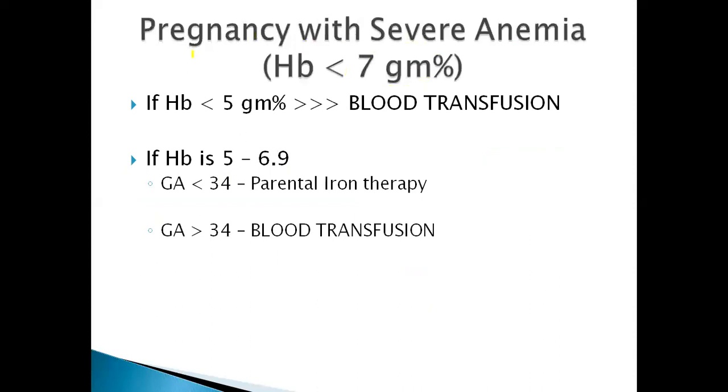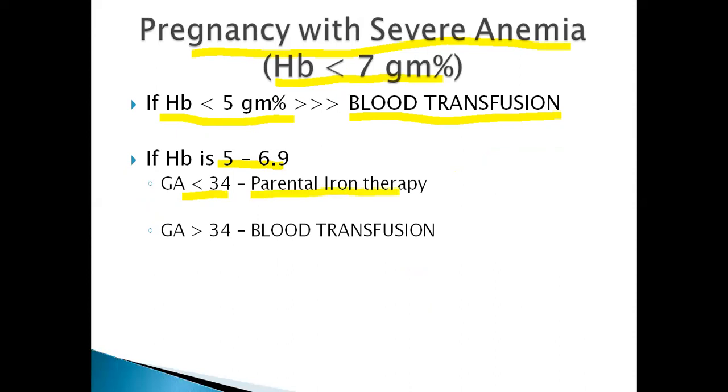The third category is pregnancy with severe anemia. That is, the original recorded hemoglobin is less than 7 gram percent. Now, the program says that you have to divide this into less than 5 and more than 5. If it is less than 5, then there is not much of an option other than that we go for a whole blood transfusion. Now, if hemoglobin is 5 to 6.9, but gestational age is less than 34, that is, again, there is time available for waiting for a natural increase based on our supplemented iron, then we go for a parenteral iron therapy.